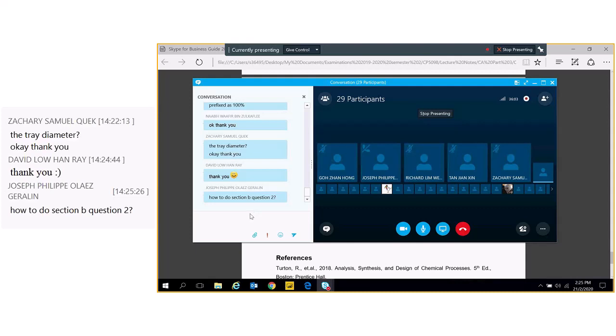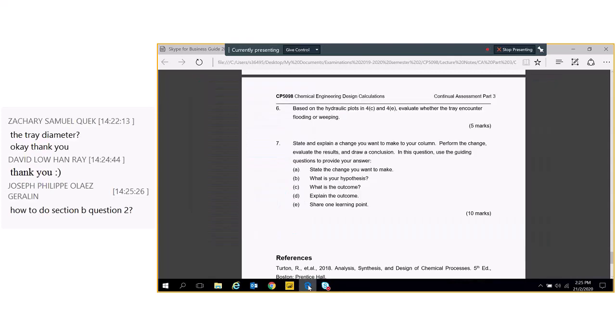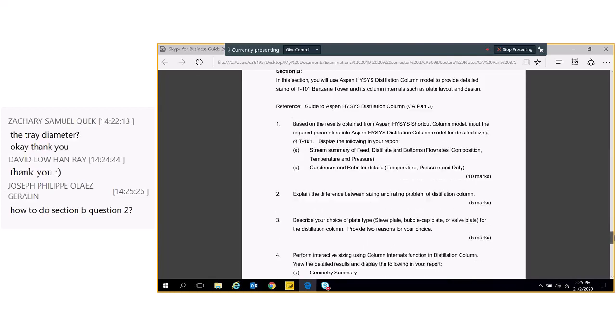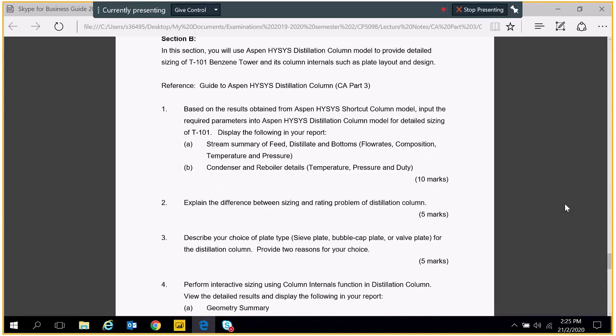All right, there's a question, Section B, question 2. This one I explained this morning. Explain the difference between sizing and rating problem of distillation column. Now, sizing. Sizing is when I do not have a distillation column, and I'm thinking of purchasing one. So I specify the design objective, for example, 96 mole percent benzene purity or 99 mole percent benzene purity for the distillate. So I specify this one.